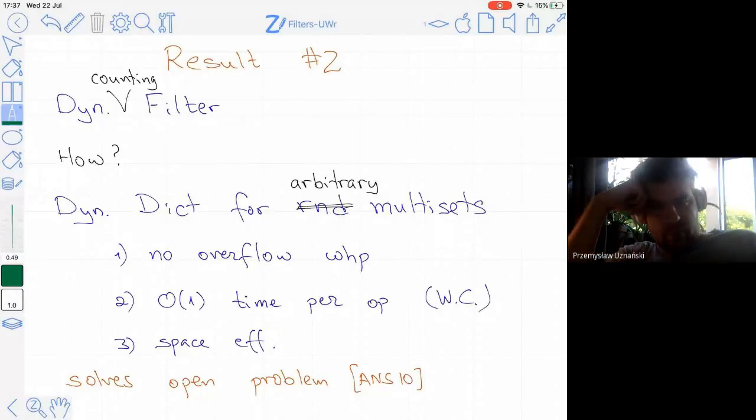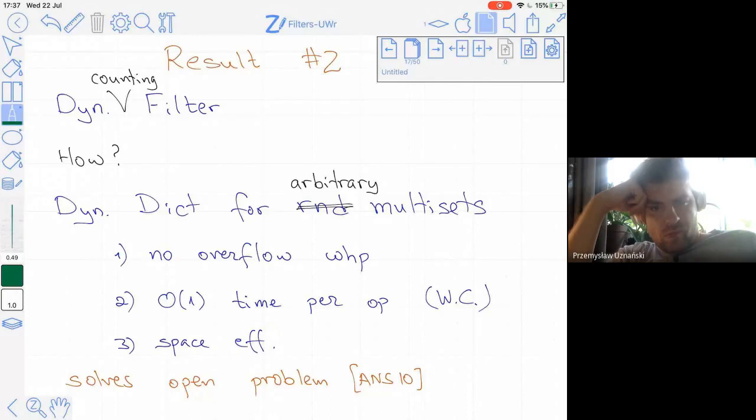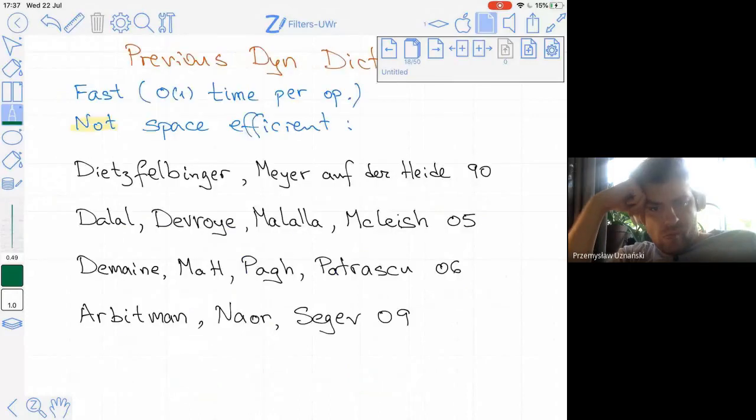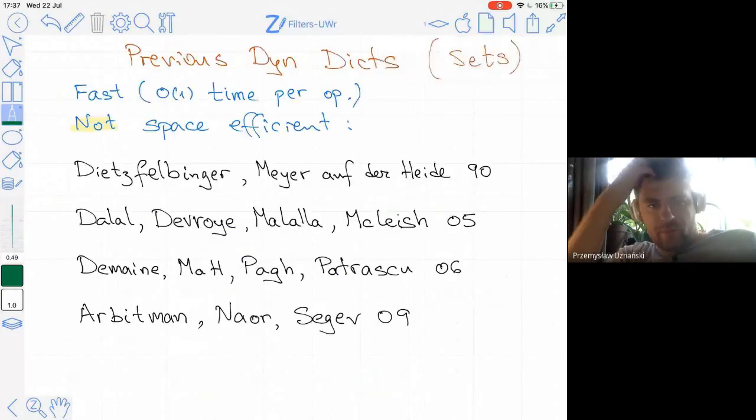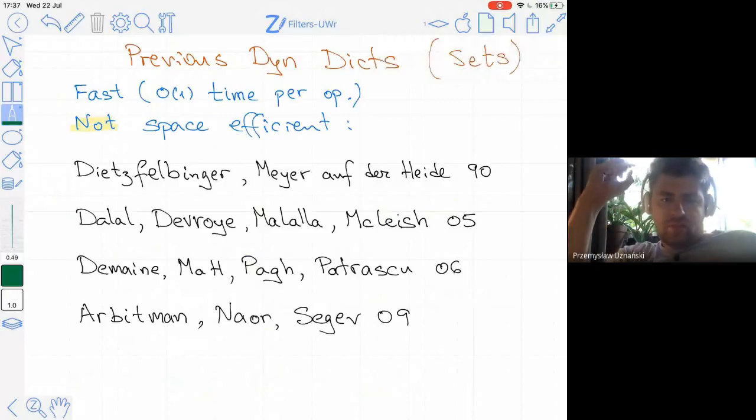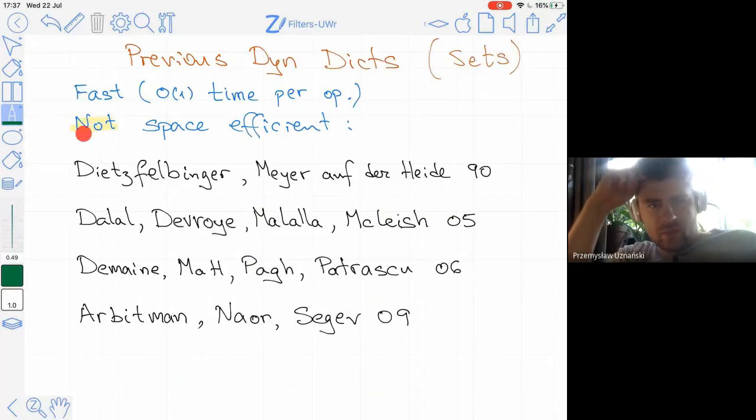Okay, so just to give you a flavor of what was done previously for sets in the area of dynamic dictionaries, there are dictionaries that are fast but not space efficient. These are important. I'm going to use them, by the way, in my construction. I'll specifically use the last one here, which is a paper by Aumüller and Segev from '09. Okay, this is a paper one before their paper in the year 2010.